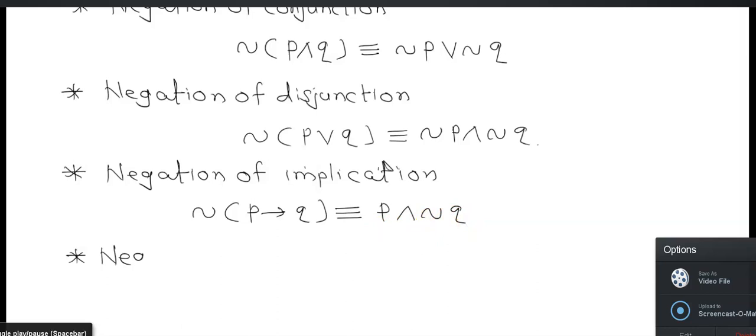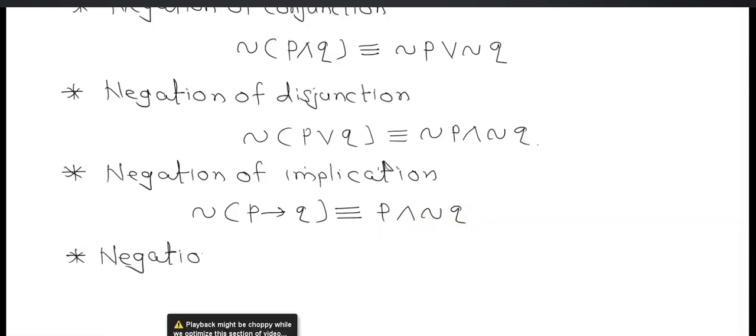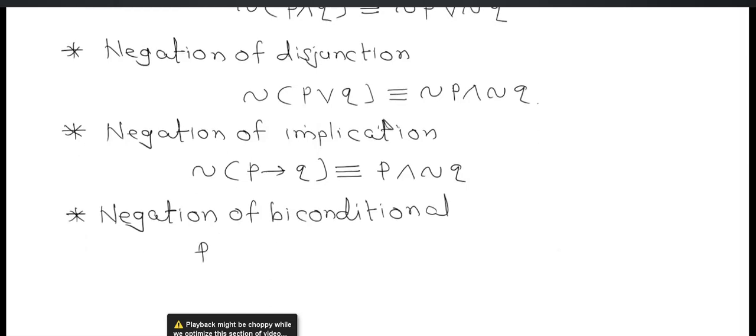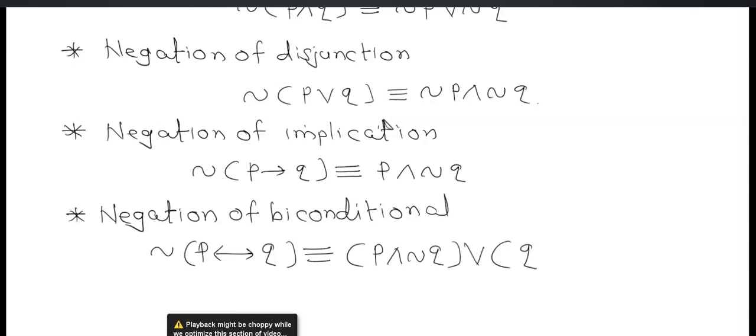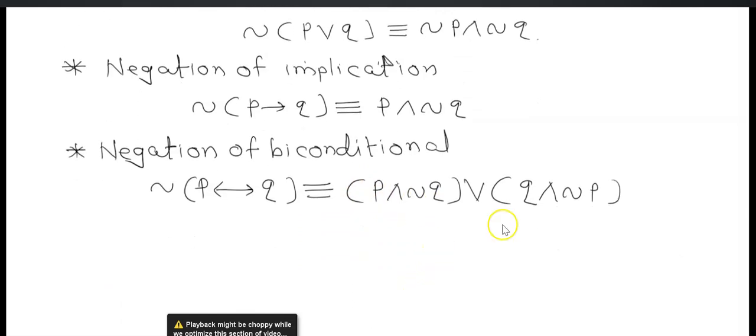And the negation of the double implication, the negation of biconditional. That is, the negation of P double implication Q is equivalent to P and negation Q, or Q and negation P. It's very simple.